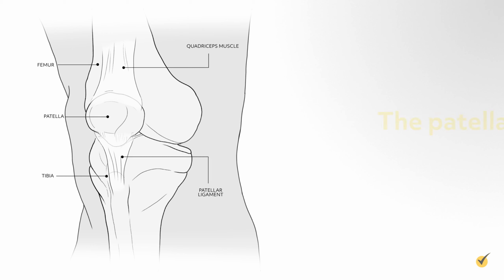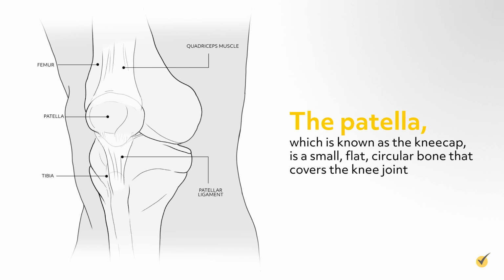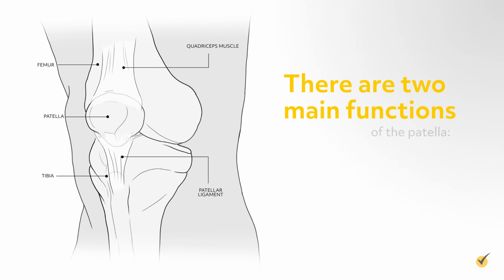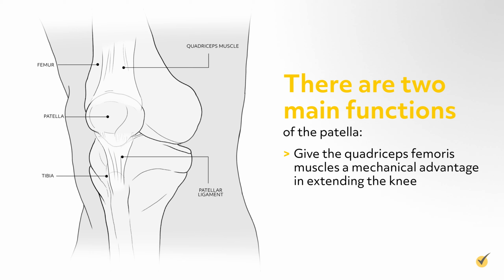So firstly, let's remind ourselves of what the patella actually is. The patella, which is known as the kneecap, is a small, flat, circular bone that covers the knee joint. There are two main functions of the patella. The first is to give the quadriceps femoris muscles a mechanical advantage in extending the knee. The second is to protect the knee joint.